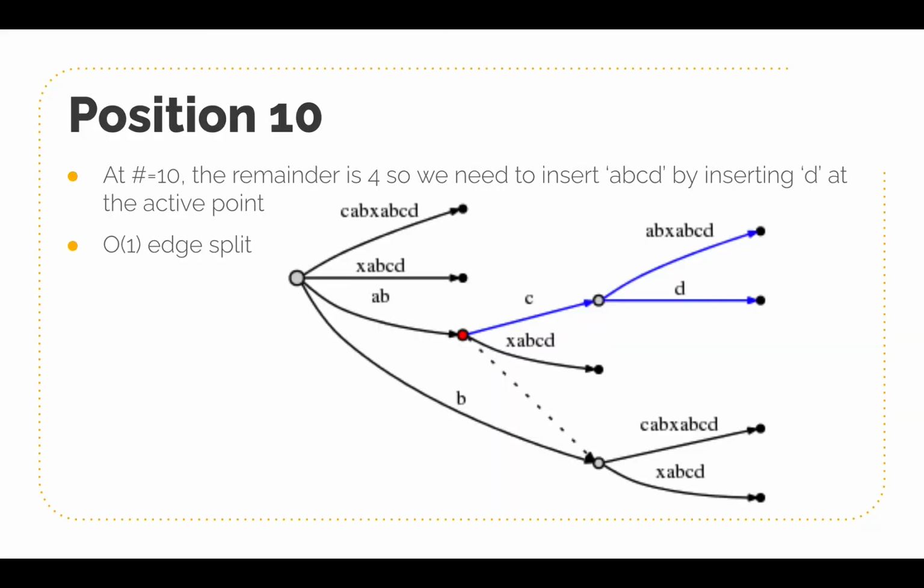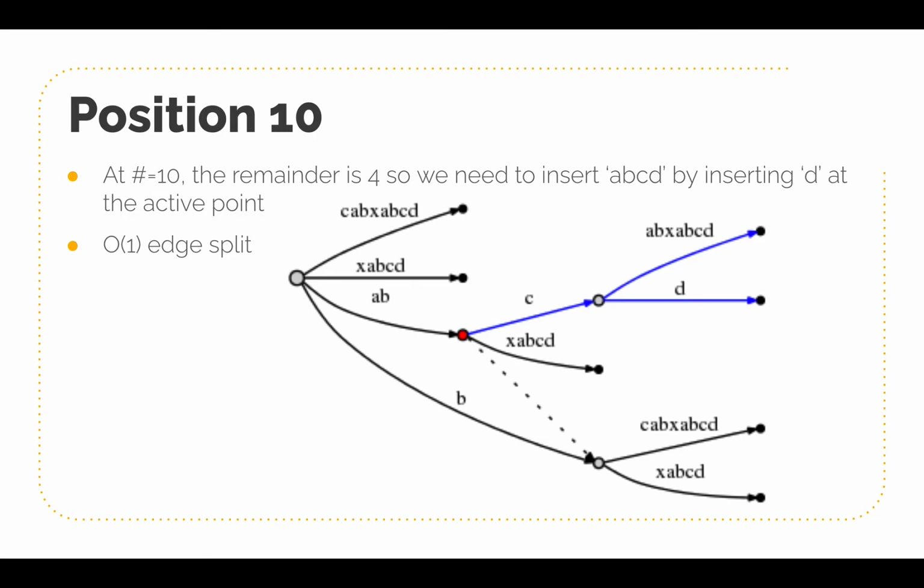Now in step 10, the remainder is 4, and so first we need to insert A, B, C, D, which remains from 3 steps ago, by inserting D at the active point. Attempting to insert D at the active point causes an edge split in O of 1 time, and you can see that in blue. The active node, from which the split is initiated, is marked in red.